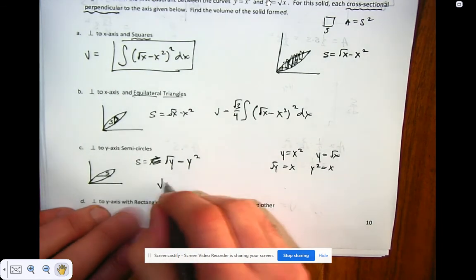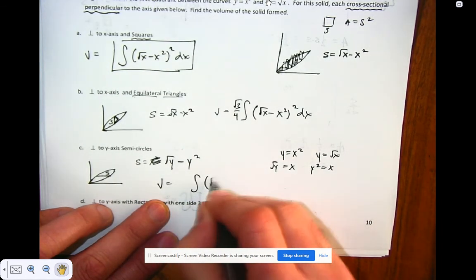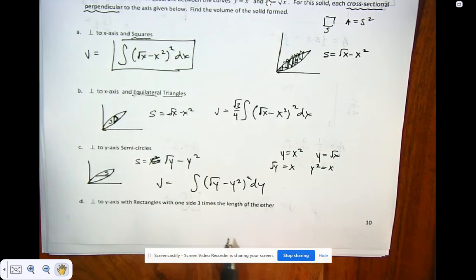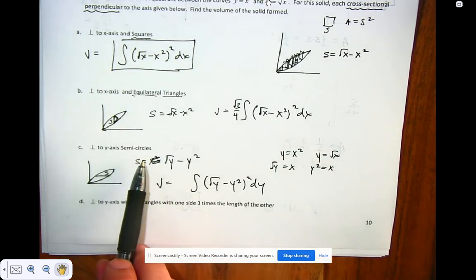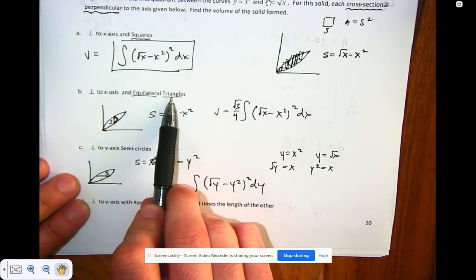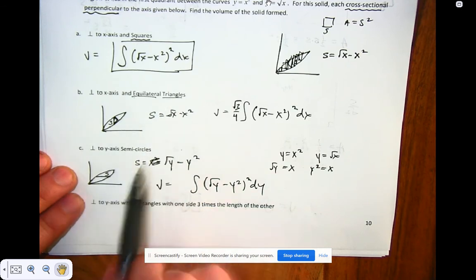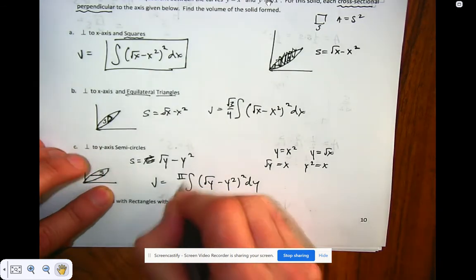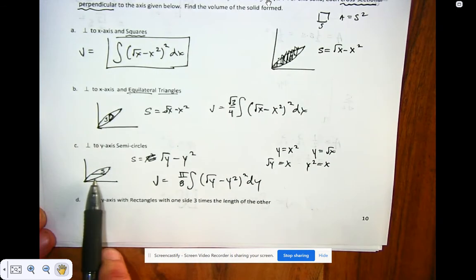Okay, so the volume for sure is the integral of that: root y minus y squared, squared, dy. And semicircles, right? There's a pi in it because it's a circle. There's no pi in this guy because that's triangles. That's a common mistake. Semicircles, right? From the front, we've got that pi over 8. Okay, and so you just put pi over 8 in front. That will be the volume of this guy.